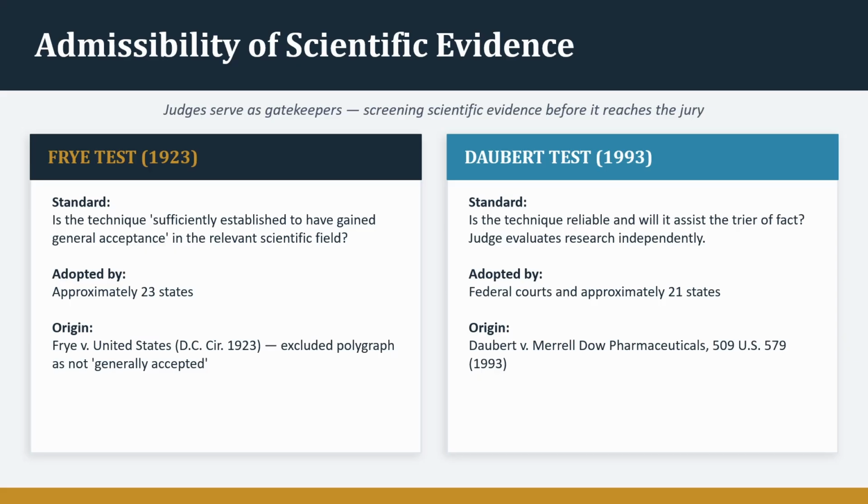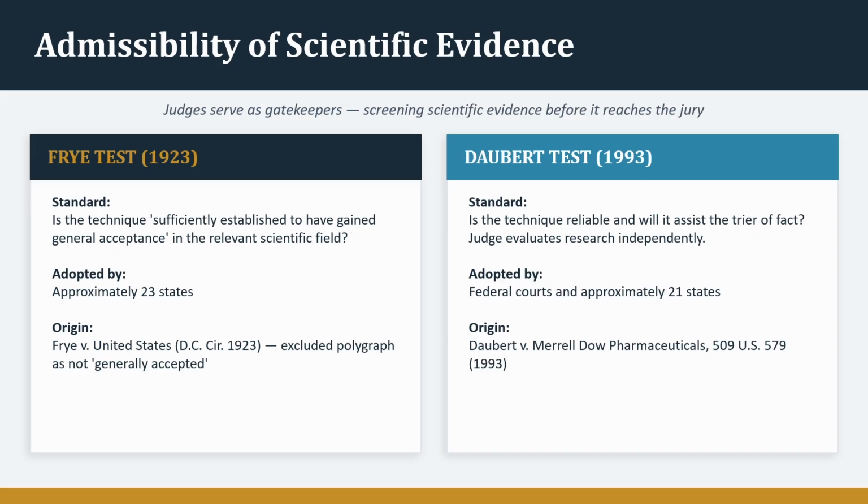We now shift from eyewitness identification to scientific identification. In this part of the chapter, we are dealing with a different kind of evidence. Not a witness's memory, but laboratory analysis, expert testimony, and forensic science. And the question is, how do courts decide whether a particular scientific technique is reliable enough for a jury to hear? The answer depends on which standard a given jurisdiction follows.